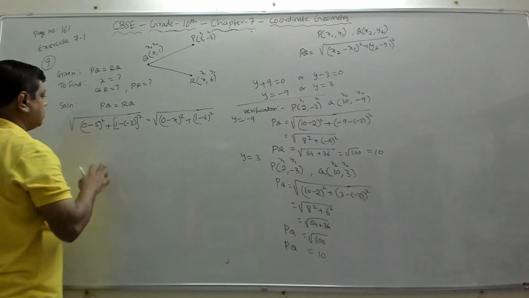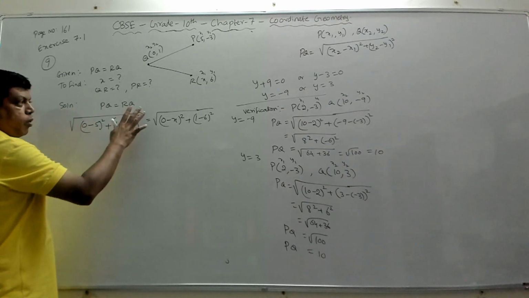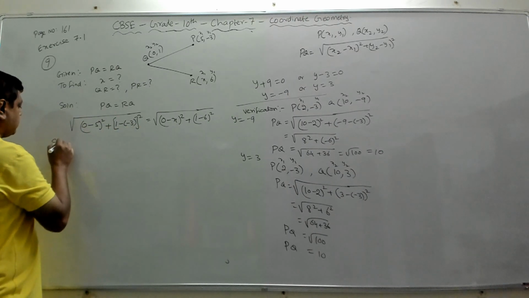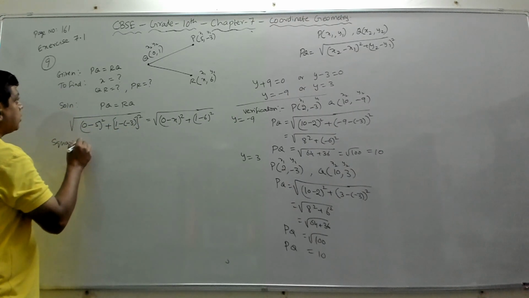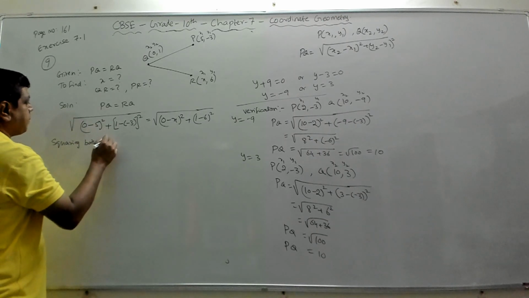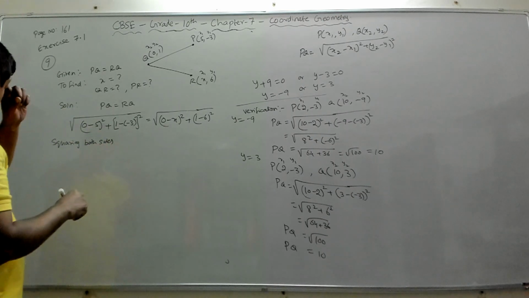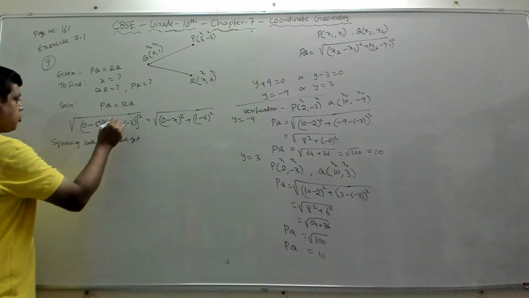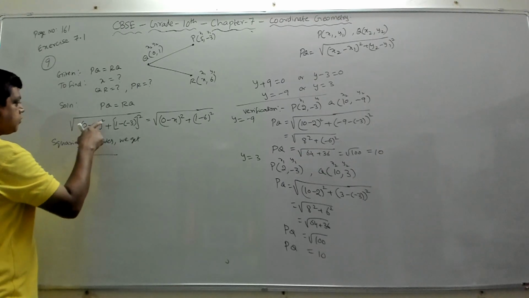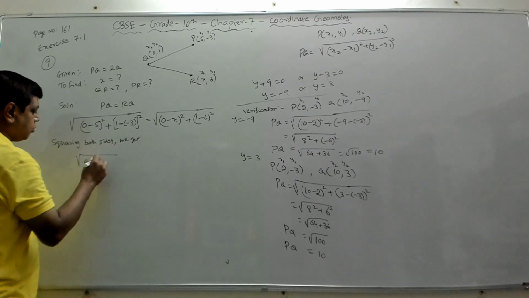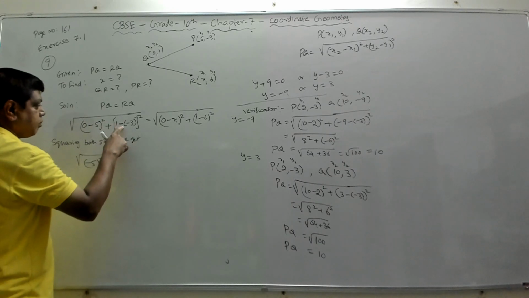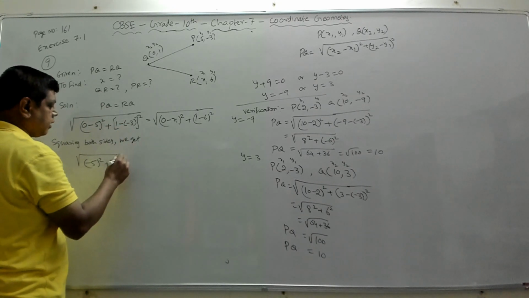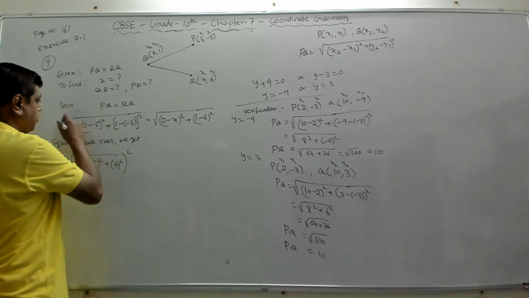Now we don't want this square root. So to remove the square root, we'll square both sides. So now if you square both sides, it will become 0 minus 5 the whole square, minus 5 the whole square, plus this is 1 plus 3. This is minus into minus is plus 3. So 1 plus 3 is 4 square, because we are squaring this.